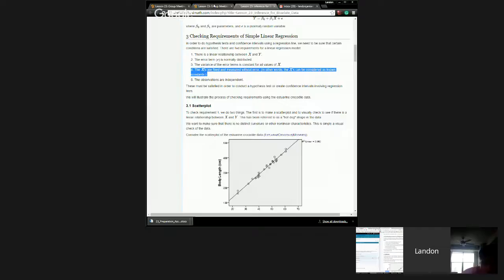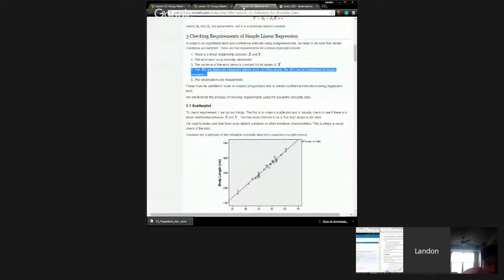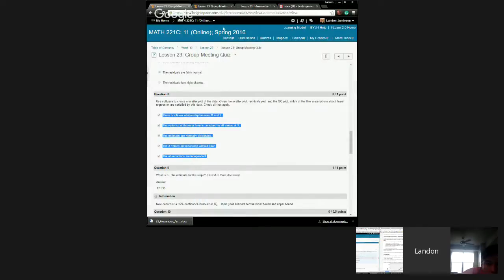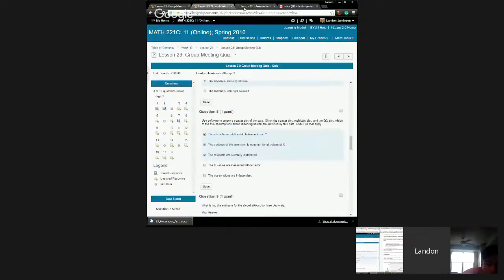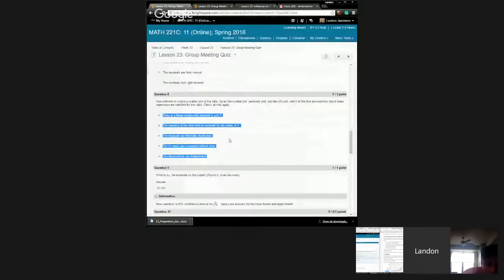So here it says number 2 is the error terms are normally distributed, but over here it says the residuals are normally distributed. Huh. So I wonder if that one's wrong. We can try that one. We can try it that way.